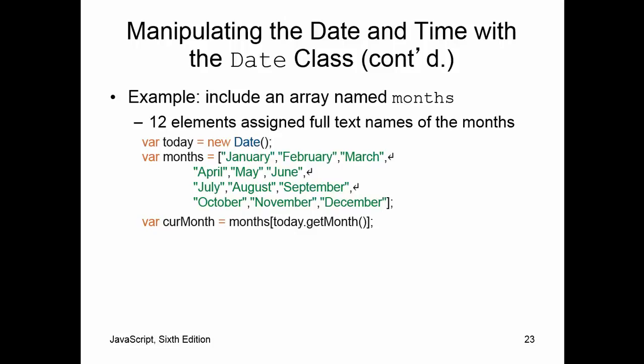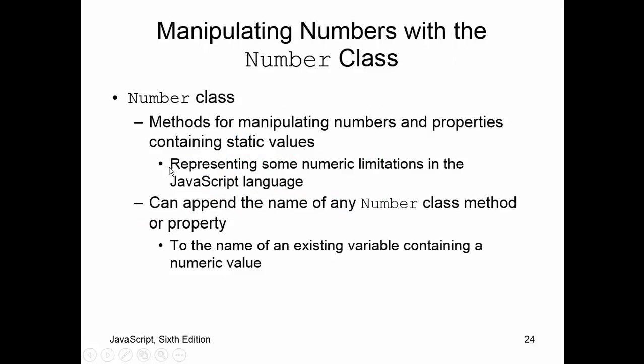Okay, so if you notice in here, we've got var today equal new Date. Then we come in and we create an array of strings. So this would be month 0, month 1, month 2, etc. So the current month would say, well, look in there and do a today.getMonth. So if it was January, it would come back with 0. If it was December, it would come back with 11, etc.